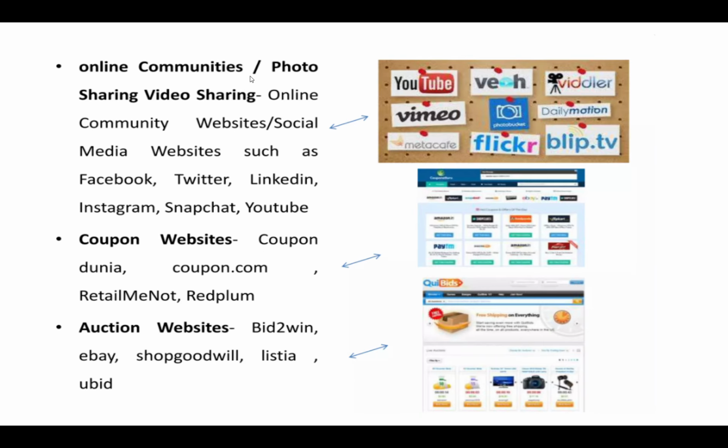Online communities and photo sharing websites. YouTube is the best example. Twitter, YouTube, LinkedIn, all are examples. Coupon website: you redeem a coupon and post it on your third-party website. An example of a coupon website is Red Plum. Auction website: bid to win, or eBay, for example.